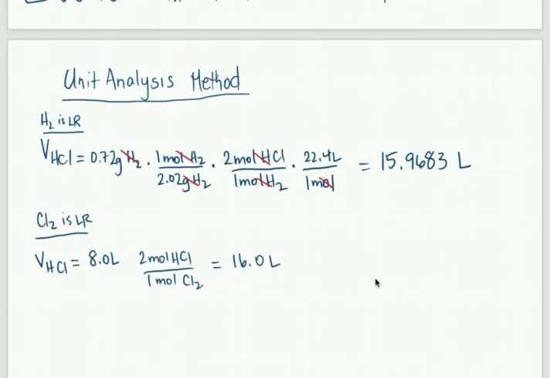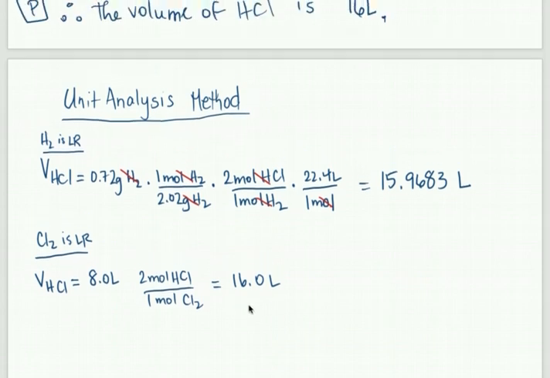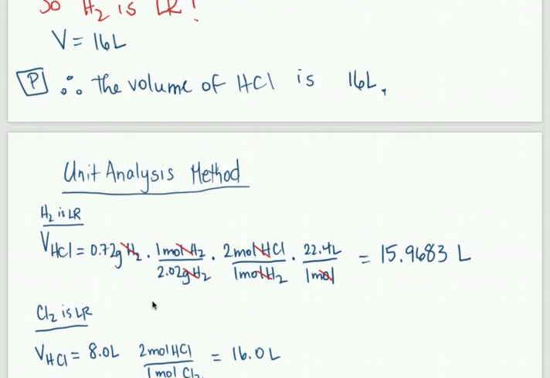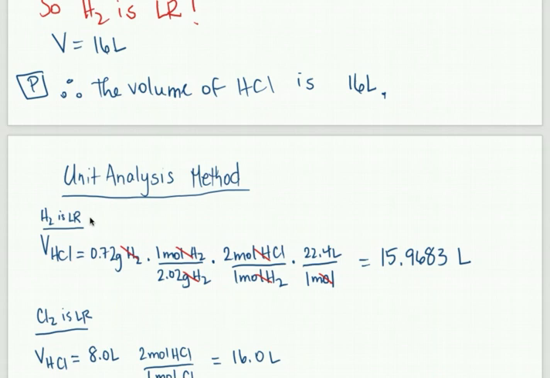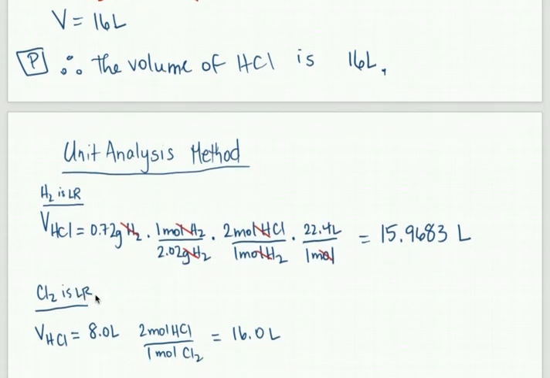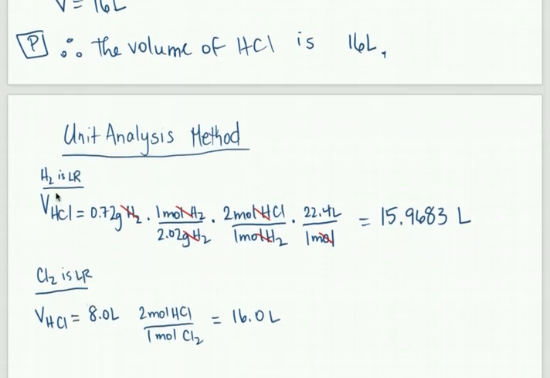The example for using the unit analysis method. Again, I'm starting off with, if hydrogen is the limiting reagent, then we're going to take the mass of hydrogen, use the molar mass to get to moles, use a mole ratio here, and then use our molar volume conversion to get to the volume. And then if chlorine is the limiting reagent, we're going to again use the coefficients, the volume ratio, to get it converted to the volume that we needed.